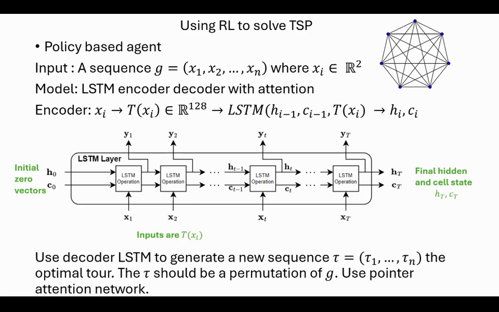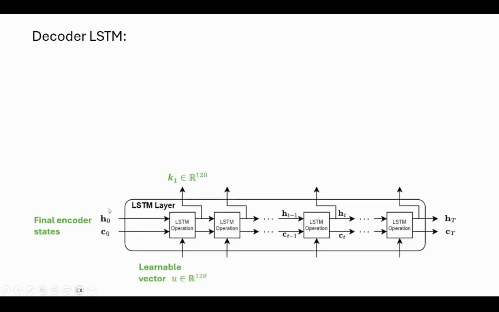Our decoder LSTM generates a new tour, and this tour should be a permutation of G and not just random points in R2. For this, we use a pointer network. Our decoder LSTM uses the initial states coming from the final states of the encoder. The initial input is a learnable vector, and the initial output is K1.